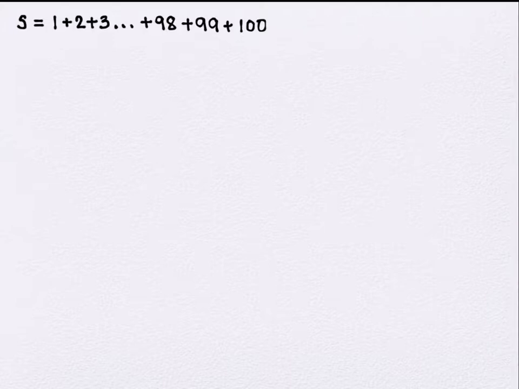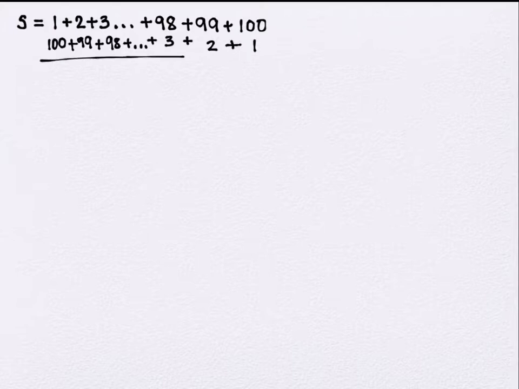So he's adding up the numbers from 1 to 100. What I'd like for you to do is add those numbers underneath, reversed. So we start out by putting the 100 underneath the 1, and the 99 underneath the 2, and the 98 underneath the 3, and we continue on in reverse. So this is 3, and then 2, and then 1.